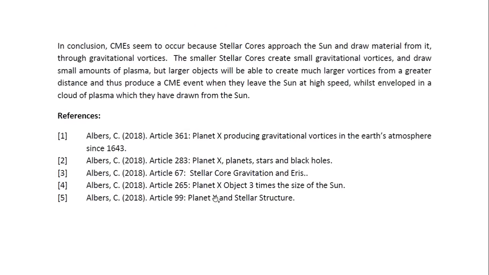So in conclusion, CMEs seem to occur because stellar cores approach the sun and draw material from it through gravitational vortices. The smaller stellar cores create small gravitational vortices and draw small amounts of plasma, but larger objects will be able to create much larger vortices from a greater distance and thus produce a CME event when they leave the sun at high speed, whilst enveloped in a cloud of plasma which they have drawn from the sun. And these are the references.